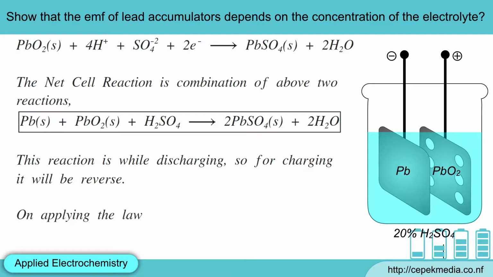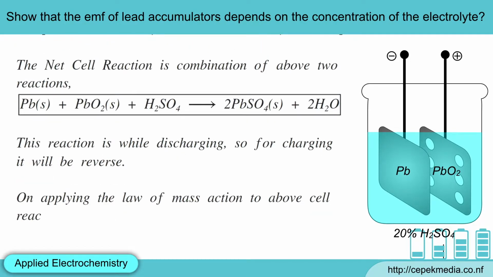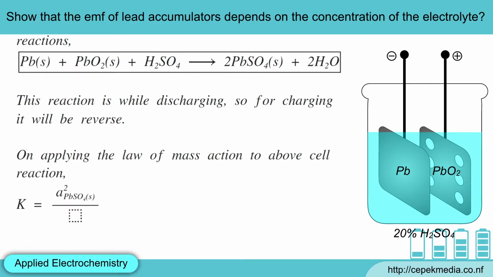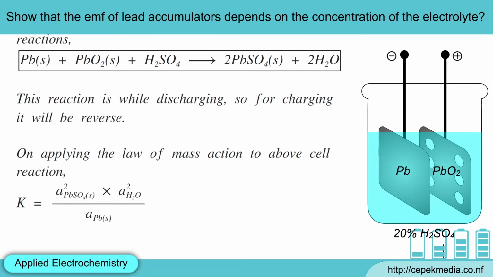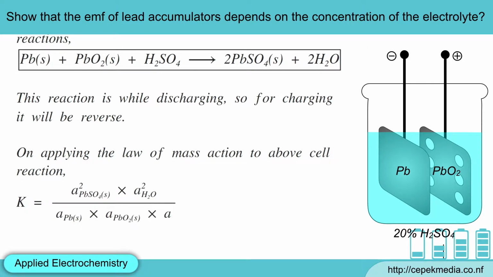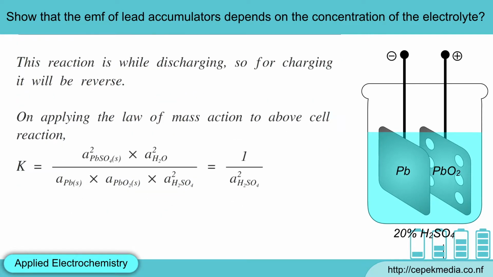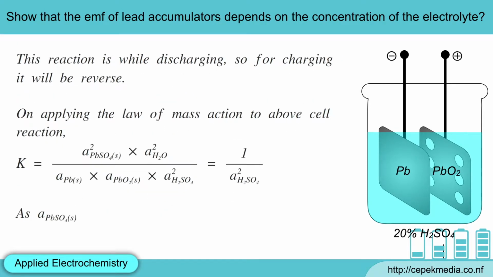On applying the law of mass action to the above cell reaction, we get K is equal to activity of lead sulfate square into activity of water square divided by activity of lead into activity of lead oxide into activity of sulfuric acid square, which is equal to 1 by activity of sulfuric acid square, because activity of lead sulfate, activity of lead and activity of lead oxide is 1 because they are solids, and activity of pure water is also 1.